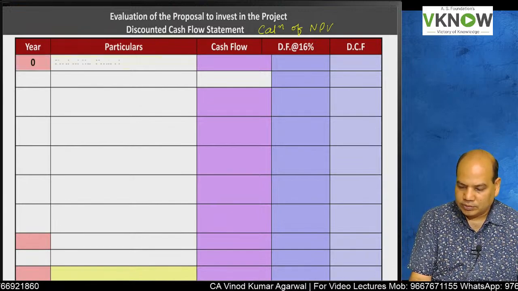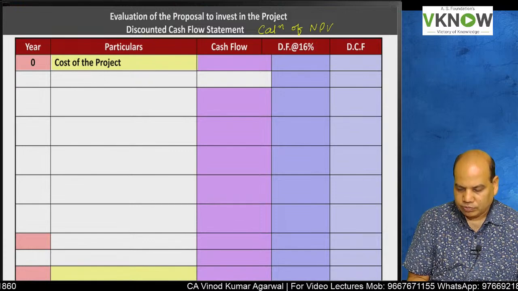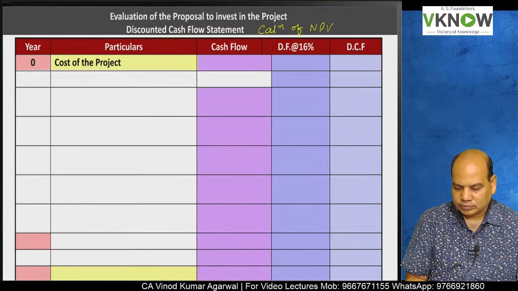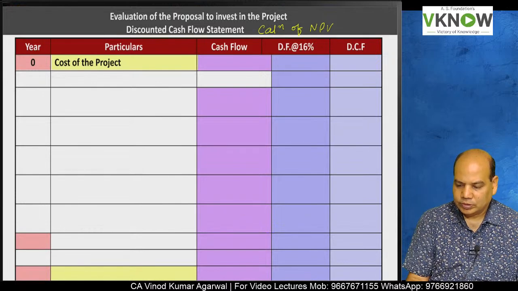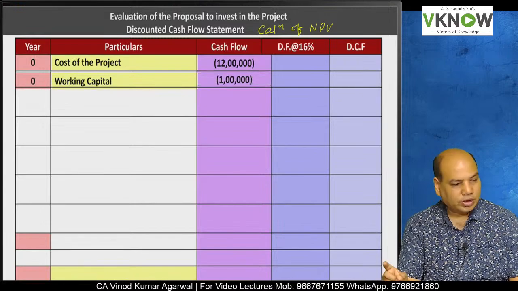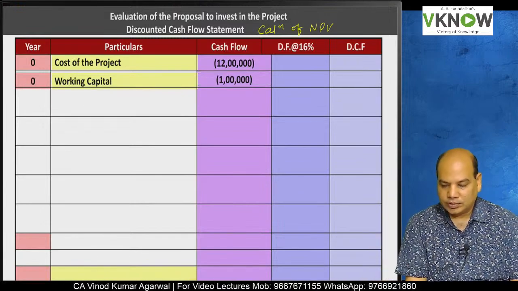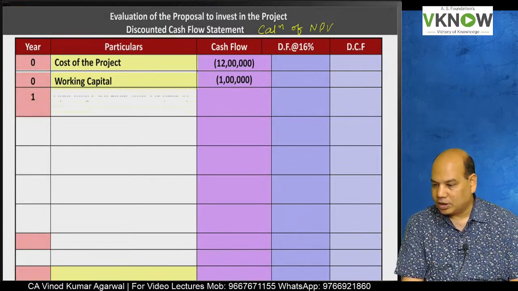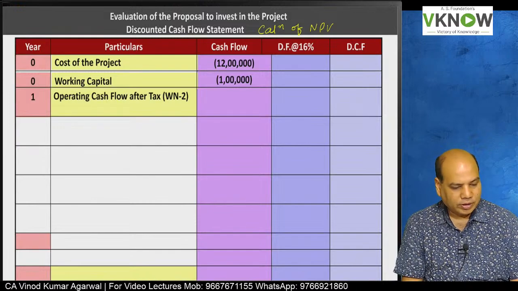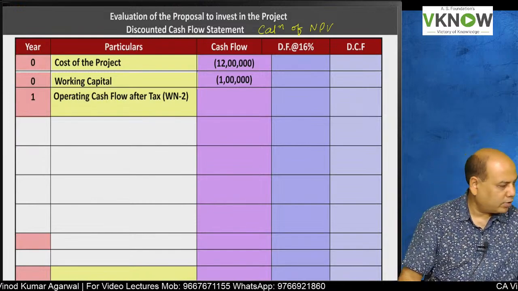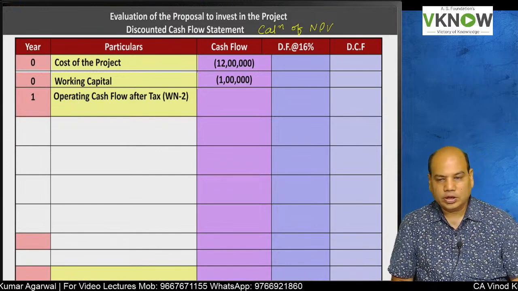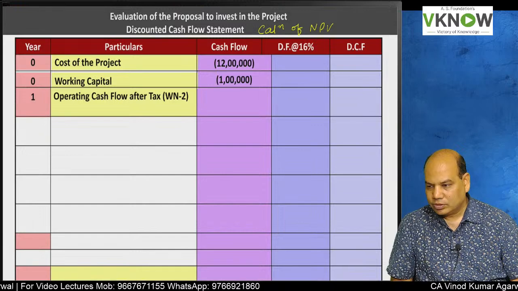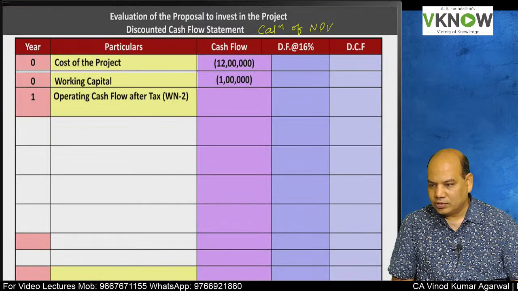After drawing the format, you can write cost of the project. Cost of the project is 12 lakh. Discounting factor and present value you will calculate. Last column heading you can write present value. Working capital, write 1 lakh. Working capital at the beginning of year 1 means year 0. Beginning of year 1 is year 0, 1 lakh.